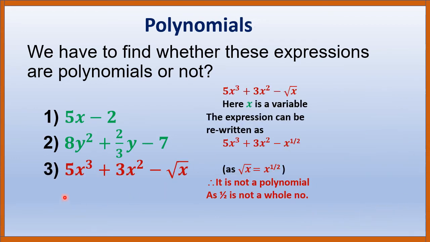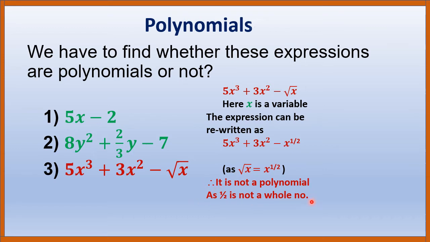In the third example, we have 5x cube plus 3x square minus square root of x. Here, in the first two terms, the variable x has power 3 and 2. These are whole numbers. In the third term, square root of x means x to the power half, x raised to 1 by 2. This is not a whole number. This is a fraction. That's why this expression is not a polynomial.